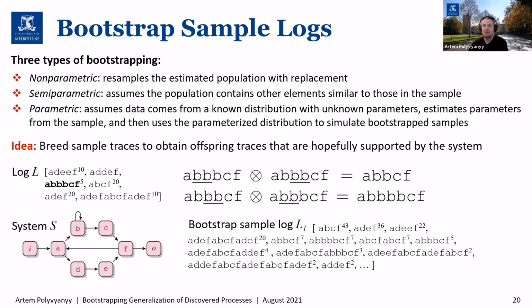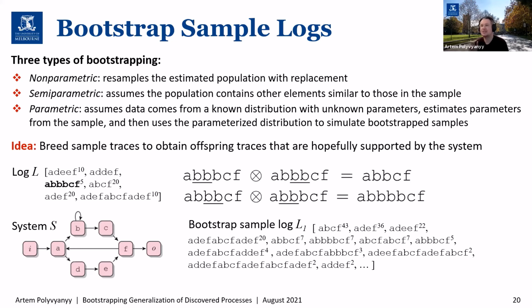And so just maybe to repeat how we do it. We take a log, we select two random traces from the log. Here, by chance, we selected the same trace twice, A, B, B, C, F. So the second random trace was that trace again, A, B, B, C, F. And then we need to check if these two randomly chosen traces have some kind of common genetic information in them. So they have some common subsequence.